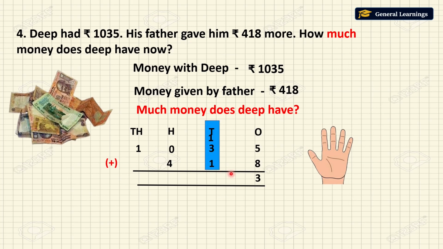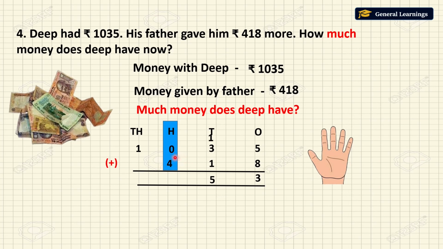So now we need to add the tens column. We should keep 3 on our mind. Then we need to add one more digit along with 3. So after 3 will be 4. Next we need to add this carried forward number 1 along with this 4. So after 4 will be 5. So 1 plus 3 plus 1 will be 5.